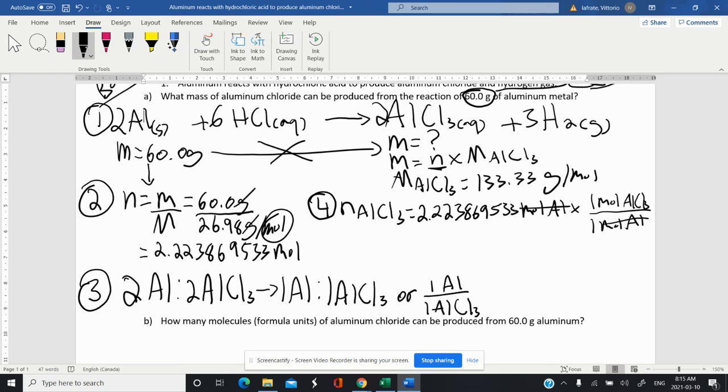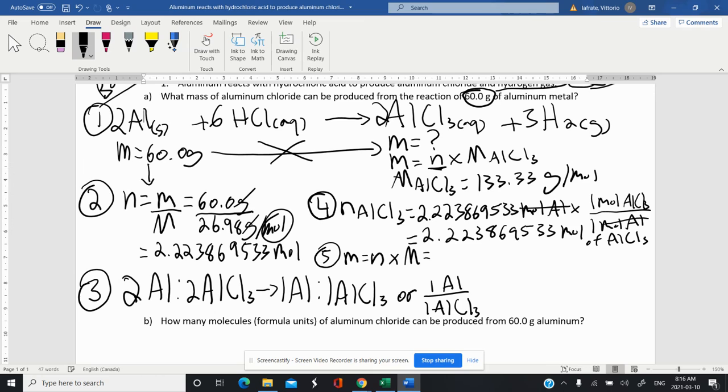And so we get 2.22, so on and so forth, times 1 divided by 1, which is really just times 1. So our moles of aluminum chloride are equal to the moles of aluminum, moles of AlCl3. So now all we have to do is convert that into mass by doing the number of moles times the molar mass of the AlCl3. We're done with all the aluminums now. We're just focusing on aluminum chloride right now.